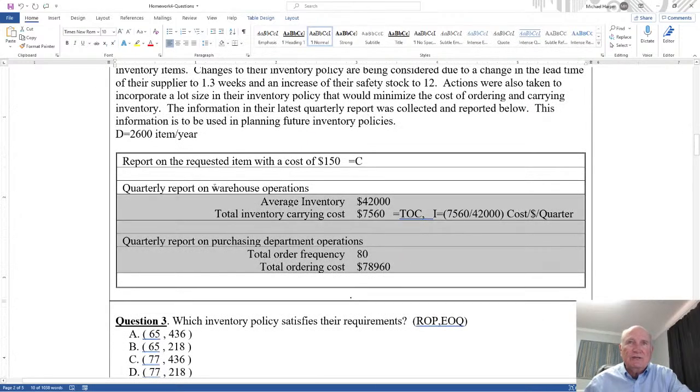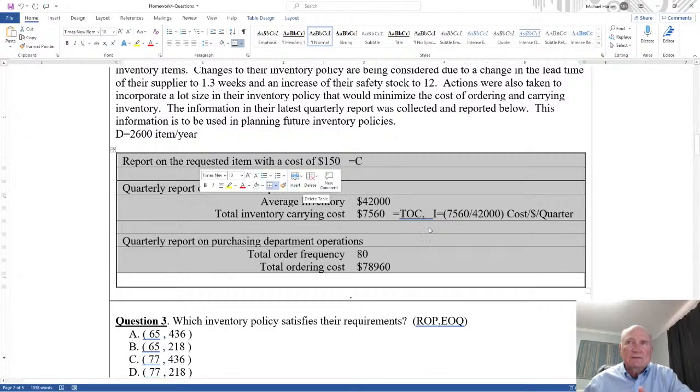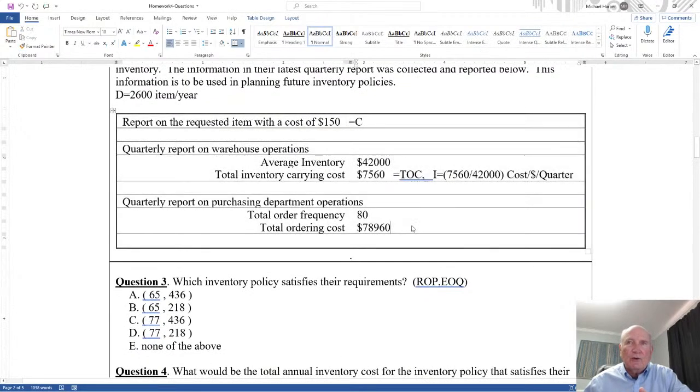So this is going to determine our unit costs. So there's our unit carrying cost, our unit ordering cost down here. That's equal to TOC. I said this wrong. This is TCC, sorry, carrying cost. TOC down here. And so our unit ordering cost simply will equal our total cost, 78960 divided by 80.